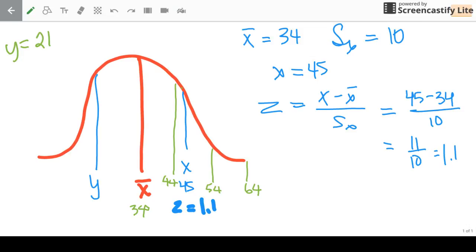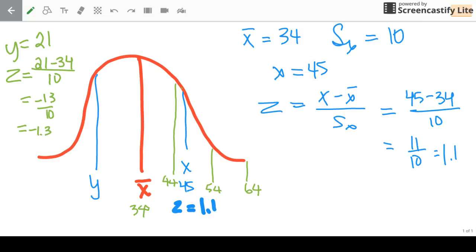So same thing again, if I plug it in, I'll use the same mean and standard deviation. So z is going to equal x minus the mean. So 21 minus 34 divided by 10. So I get a negative 13 divided by 10, so negative 1.3.